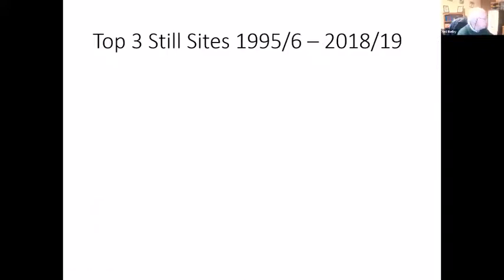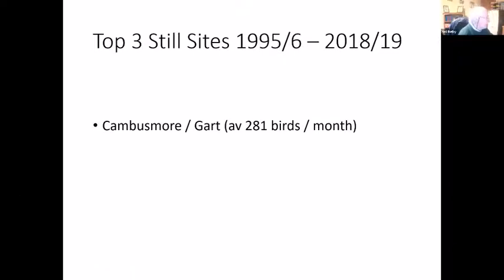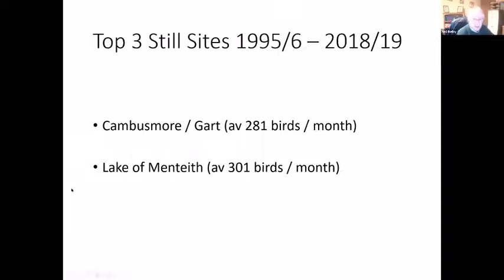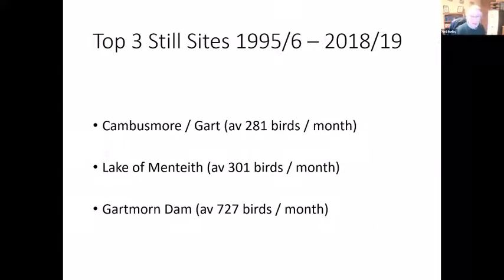And moving on to the top three main still sites in the Upper Forth bird recording area, in third place is Cambusmore Gravel Pit, which over that period of the 25 years has averaged 281 birds a month. There are obviously far fewer in September and March than there are in the midwinter months, as I've said. Second place is Lake of Menteith, an average of 301 birds a month, and Gartmore Dam, well known by almost all of you, I'd imagine, is by far and away during that time the most important site for wildfowl, with 727 birds a month.